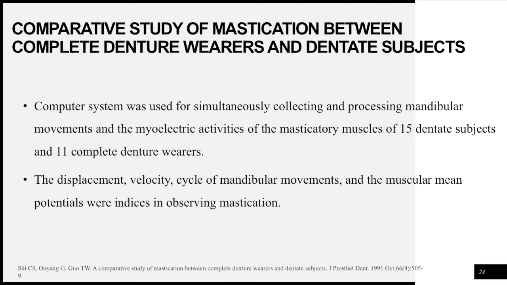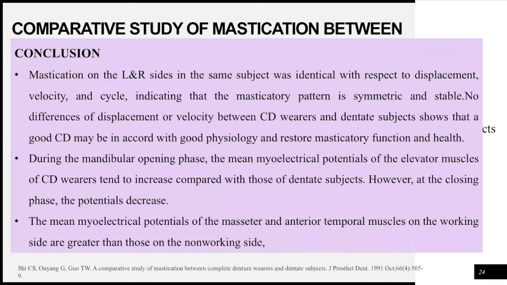Here, the computer system was used for simultaneously collecting and processing the mandibular movements and myoelectrical activity of the masseter muscle in 15 dentate and 11 complete denture wearers. Displacement velocity, cycle of the mandibular movements, and the muscular mean potential indices were observed during mastication.